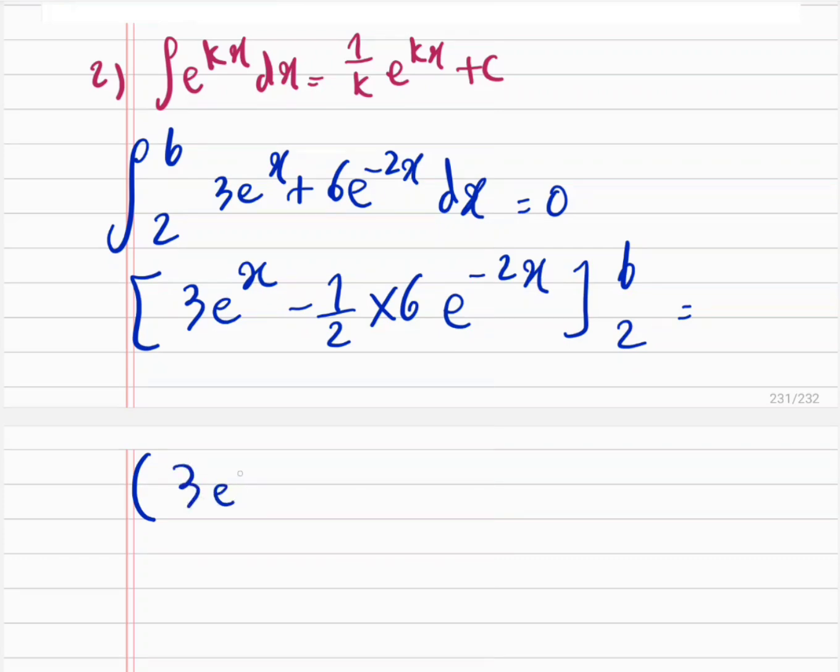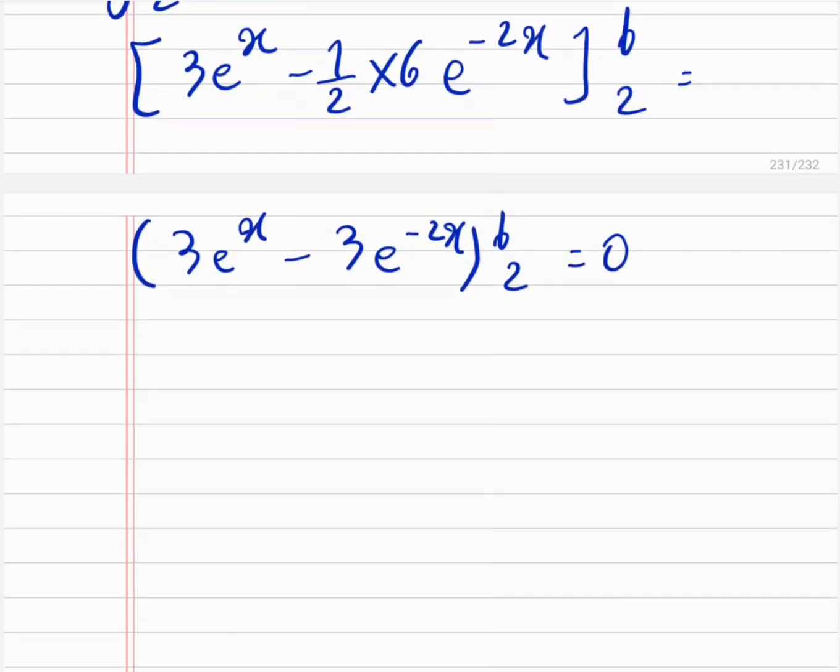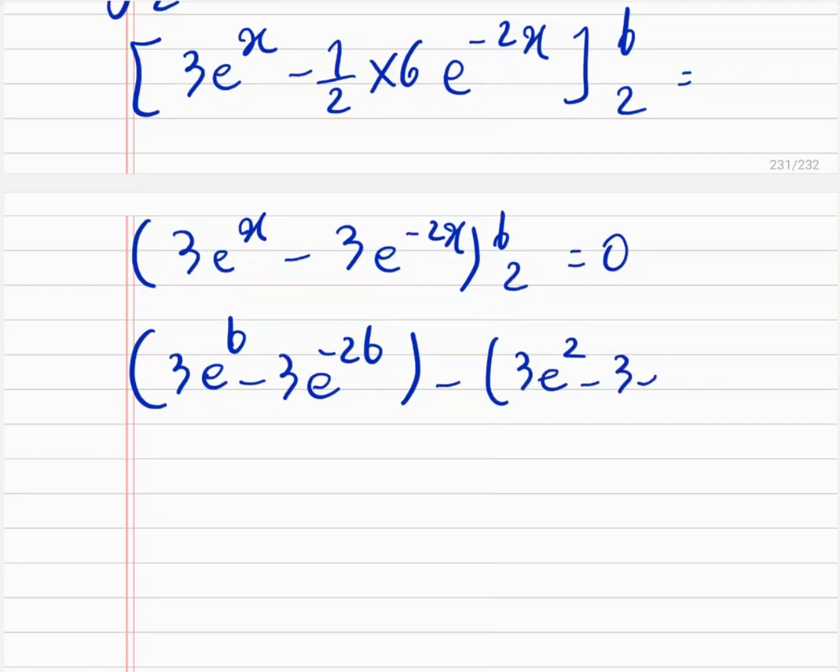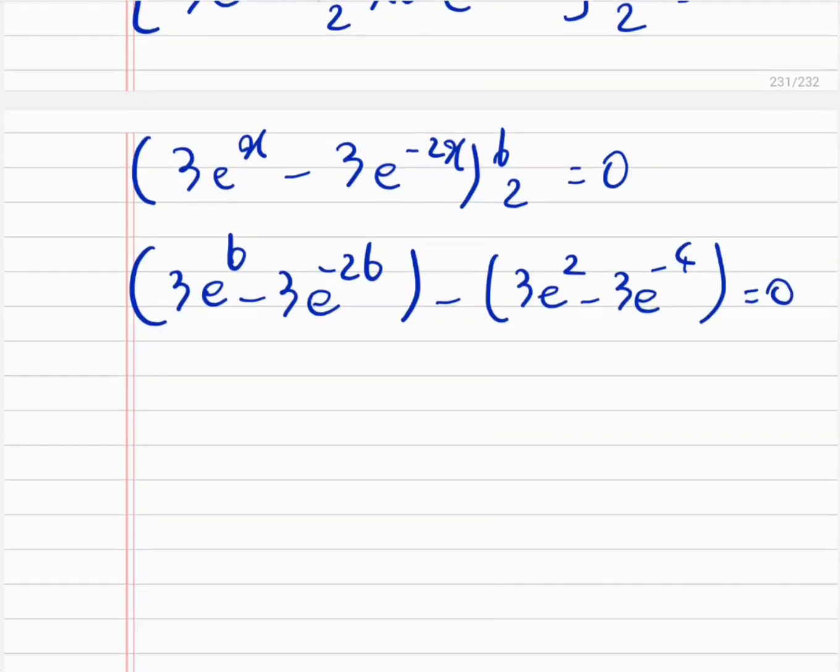Okay, so at this point we have 3e to the power of x, but here we get minus 3e to the power of minus 2x, and that's equal to 0. So now we can substitute the limits and solve the equation. So first of all, we have 3e to the power of b minus 3e to the power of minus 2b, and then minus 3e squared minus 3e to the power of minus 4 is equal to 0.